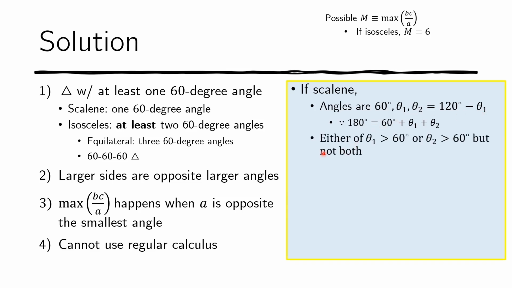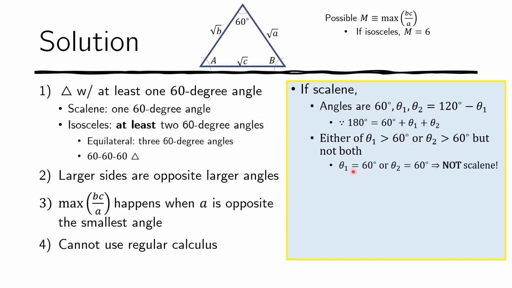And then we can also assert that it is either the case that theta 1 is greater than 60 degrees or theta 2 is greater than 60 degrees, but not both. Now, why can't they be equal? We already said that they can't be 60 degrees, because if one of them is 60 degrees, then the triangle becomes isosceles, and in the case of 60 degrees, an isosceles triangle is also an equilateral triangle, and so it is not scalene. That already precludes the possibility of theta 1 or theta 2 being 60 degrees.